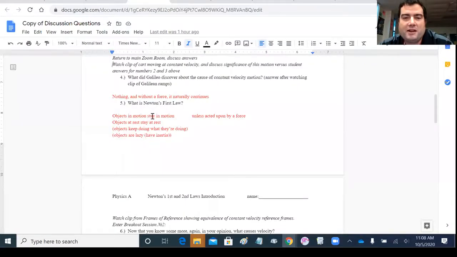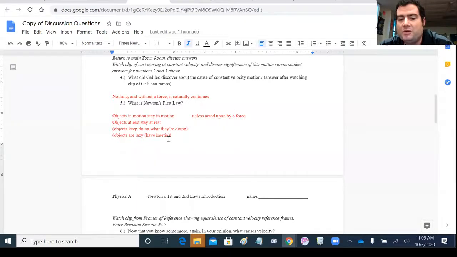It's usually written objects in motion stay in motion, objects at rest stay at rest, unless you have a force. And from everything we just learned about frames of reference, there's not really a difference between in motion and at rest. A better way to say that is that objects keep doing what they're doing unless acted on by a force. You could also put that as objects are lazy. And just to make it sound more sciencey, we'll use Greek. Objects have inertia, which means laziness. And they don't want to change what they're doing unless you force them to do it.